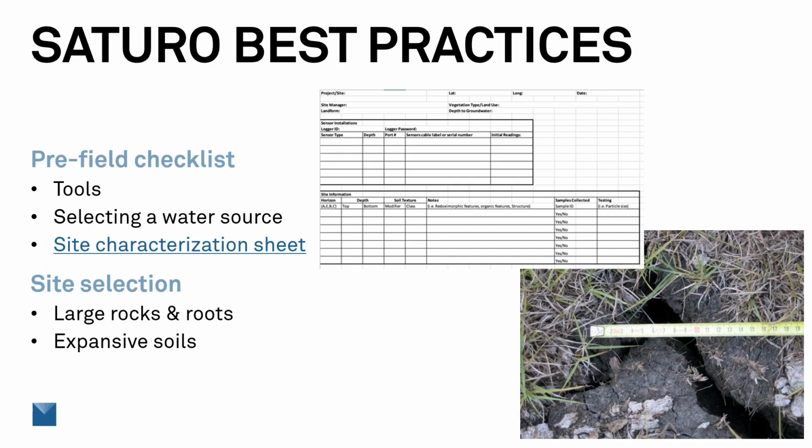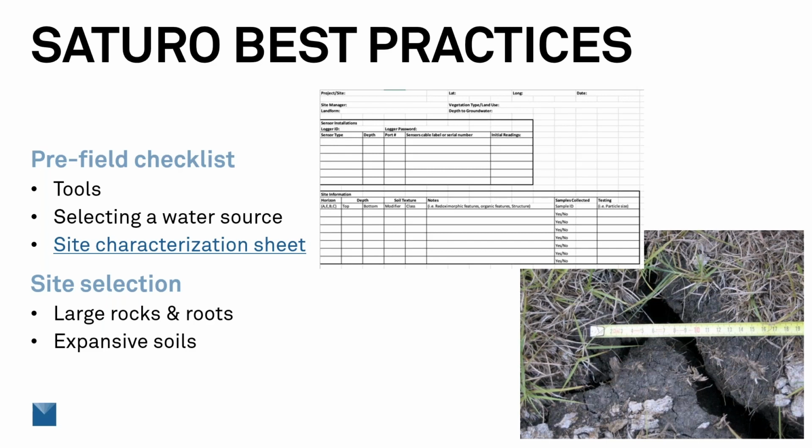Another important thing to think about when going out in the field and site selection is dealing with expansive soils. Here we have an example of a large crack that can form in these vertisols that we often have to work with, especially where I did my graduate studies in Texas. I primarily worked in the Blackland Prairie of Texas, so all of my measurements were on vertisols. With vertisols, they can form these large cracks.